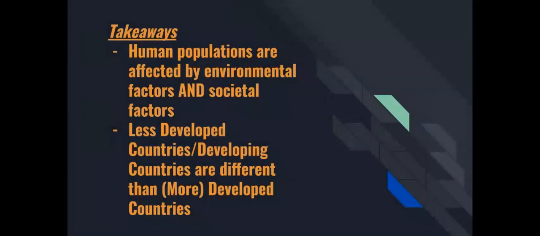Now, the takeaways from this unit should be that human populations are affected by the same factors that animals and plants are, environmental factors, as well as societal factors. And less developed countries, or countries that are still developing, are very different from more developed countries in their birth and death rates, as well as their educational opportunities, access to healthcare, and other resources.